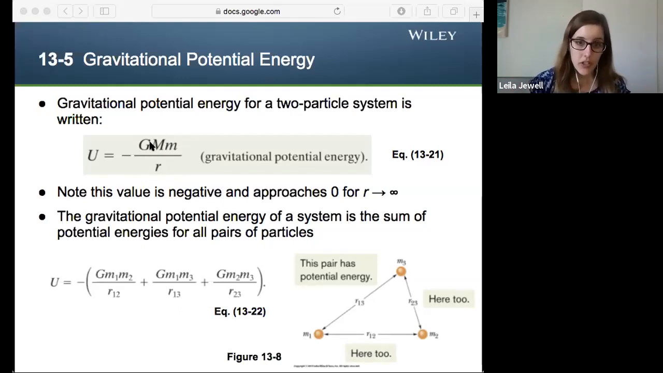So the gravitational potential energy of a system is the sum of the potential energies for all pairs of particles. For instance, we have three different particles here, m1, m2, m3. If we want to describe the potential energy of all three of them, we have to consider the potential energy of particles 1 and 2, then the potential energy of particles 2 and 3, as well as the potential energy of particles 1 and 3. Each of those terms would appear, and we would just sum up those potential energies to describe the net potential energy that is present.